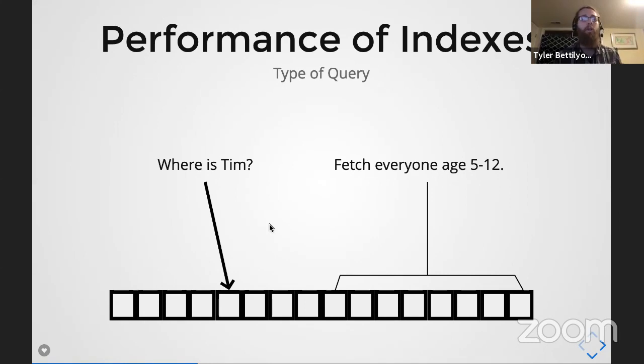Okay, 2 types of queries, point-to-point queries and range queries. There's 2 kinds of things we typically want to do with an index. We want to find out where one specific record is, or we want to find records from a range. Where's the person named Tim, or where's everyone age 5 from 12. Okay, so the 2 structures we're going to look at, hash tables and BTrees, are optimized differently. Hash tables are much better at single point queries, and BTrees are much better at range queries.